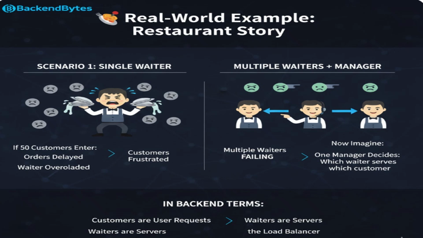Let's go through one real-life example, a restaurant story. Think about a restaurant with only one waiter. If 50 customers enter at the same time, orders get delayed, the waiter is overloaded and customers are frustrated. Now imagine the restaurant hires multiple waiters and there is one manager who decides which waiter will serve which customer. The manager acts like the load balancer. In backend terms, customers are the requests and the manager is the load balancer.